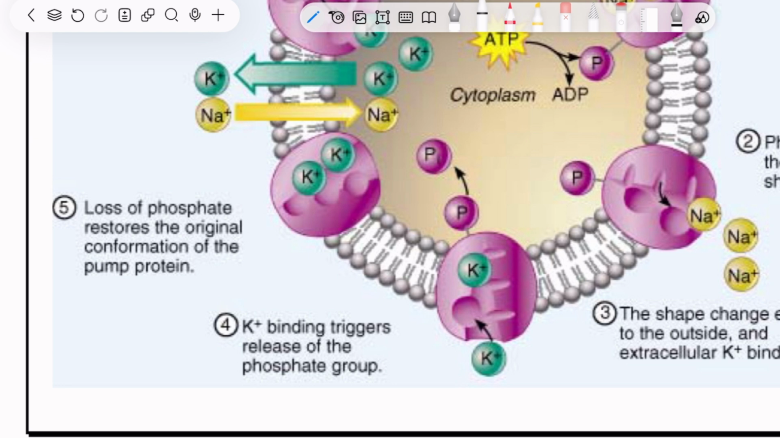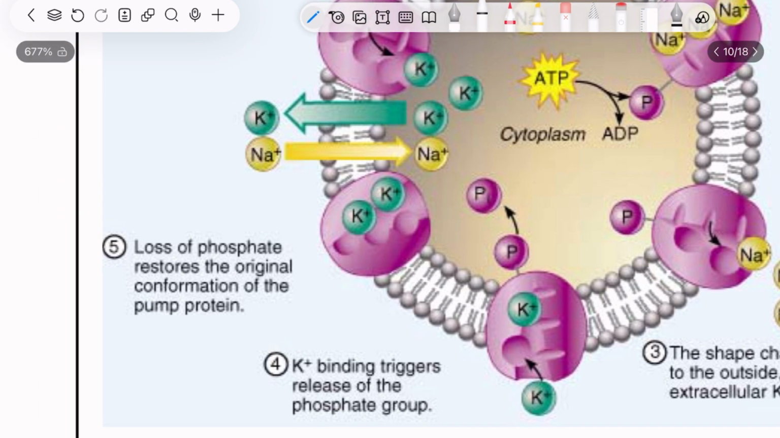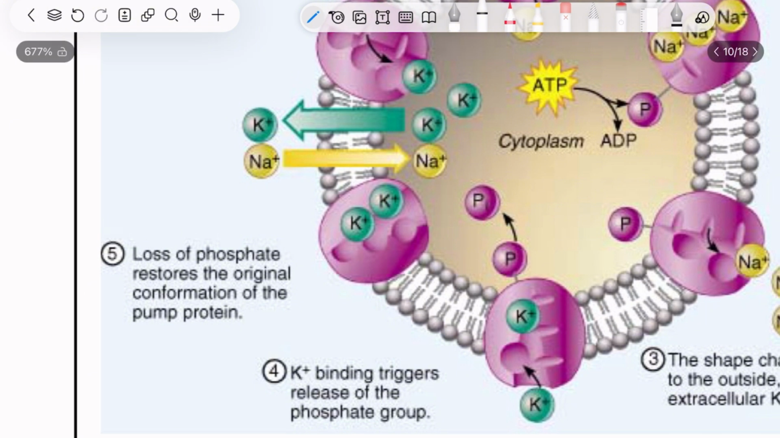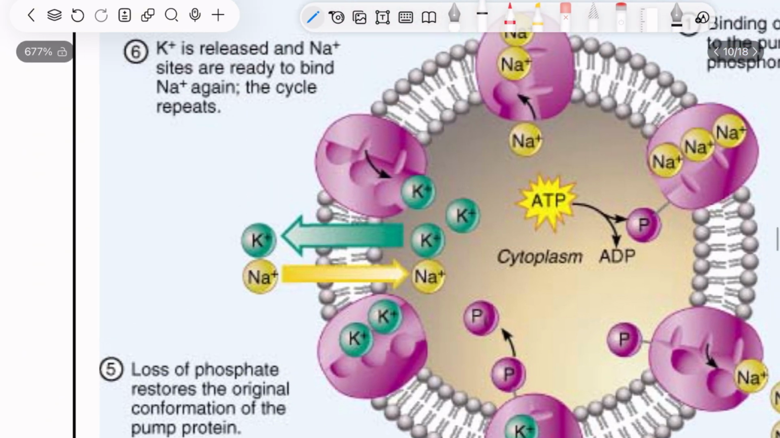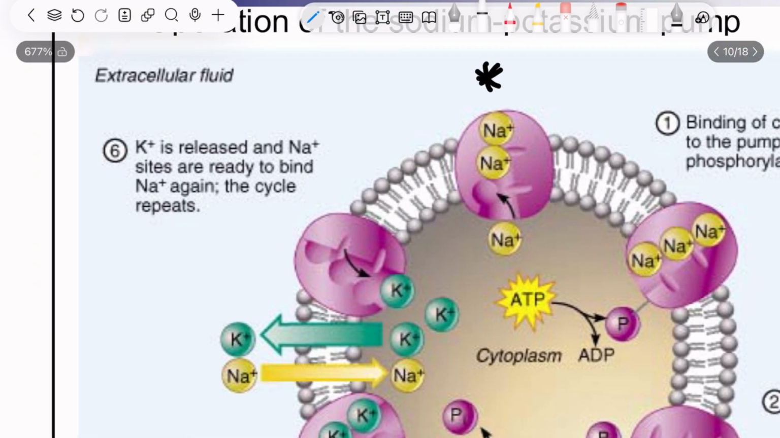Then in the fourth step, two potassium ions from outside the cell then bind to the pump protein, triggering another change in the pump shape. Fifth is phosphate release. The binding of potassium triggers the release of the phosphate group, which had earlier attached from ATP. This restores the pump's original shape. And then finally, six, potassium release and sodium sites ready. The restored pump shape moves the two potassium ions inside the cell. At this point, the pump is ready to bind to more sodium ions and the cycle repeats.